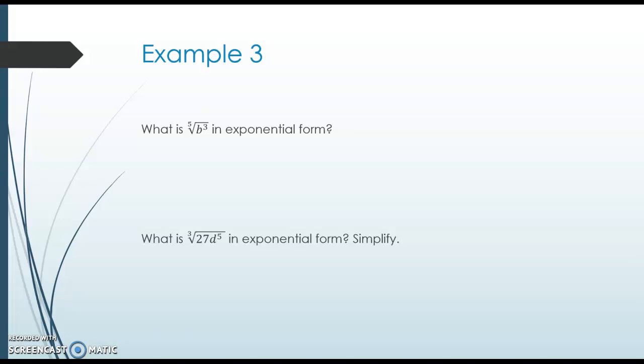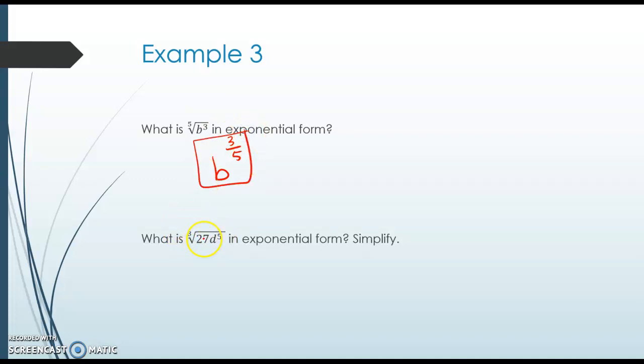All right. Now we're going to put them into exponential form. So what is the fifth root of b cubed in exponential form? Well, that's easy. We're just going to use our base, and we're going to make it exponent over root. And so this is our answer.